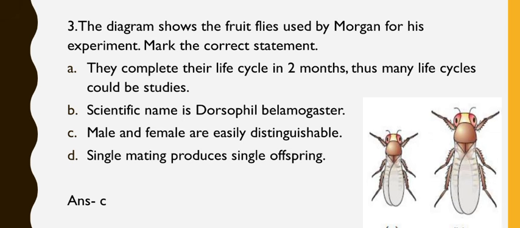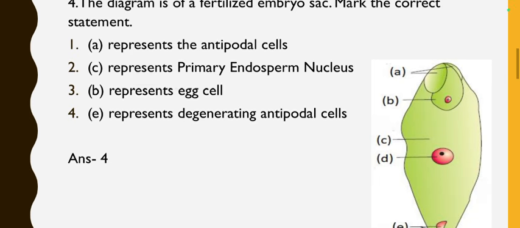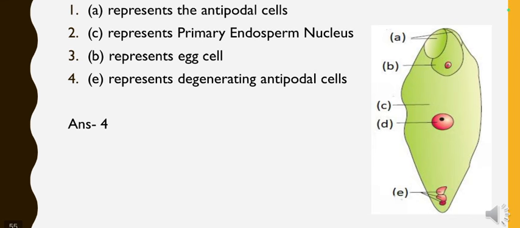The diagram shows the fruit flies used by Morgan for his experiment. Mark the correct statement. The correct statement is option C. Male and female are easily distinguishable. The diagram of a fertilized embryo sac. Mark the correct statement. The correct statement is E. It is representing degenerating antipodals.